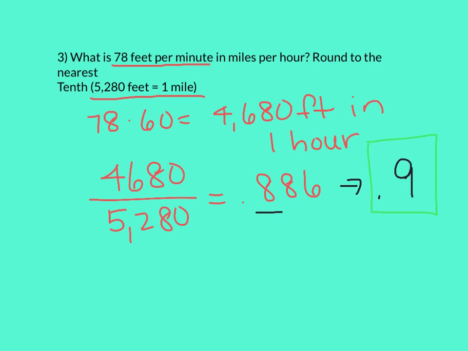And remember, it says round to the nearest tenth. So in order to do that, we're going to look at our tenths place digit there, and we're going to look to the right and notice: 5 or more, raise the score; 4 or less, let it rest. So this is more than 5, so that means we're going to raise this digit to 9. So our final answer is 0.9. So 78 feet per minute in miles per hour would be 0.9 miles per hour.